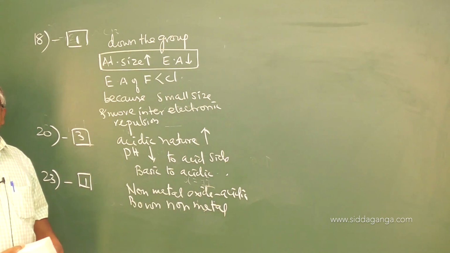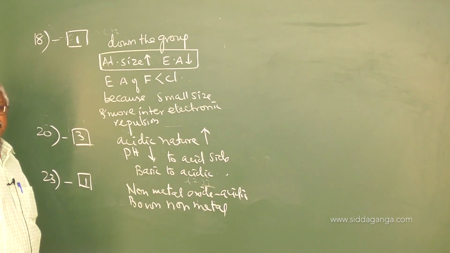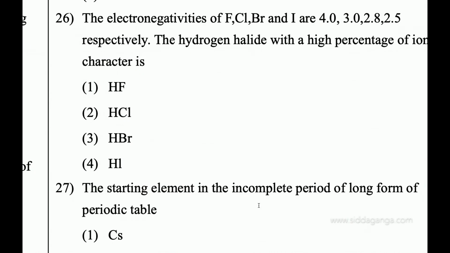Next, the 26th question. The electronegativities of the halogens. Electronegativity means the power to attract electrons. Fluorine has 4, chlorine has 3, bromine has 2.8, iodine has 2.5. As we move from top to bottom, the electronegativity value decreases.